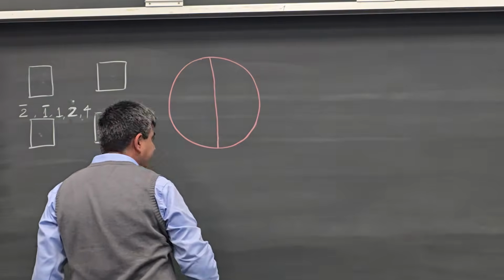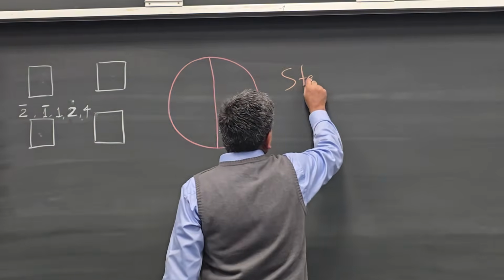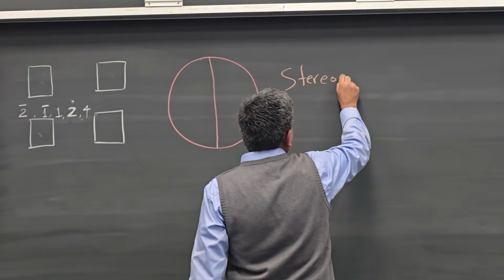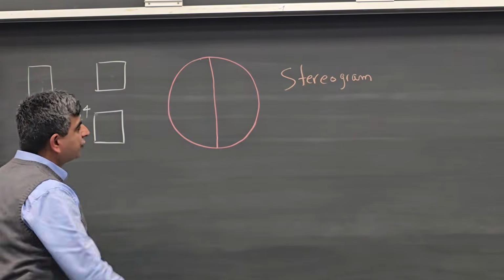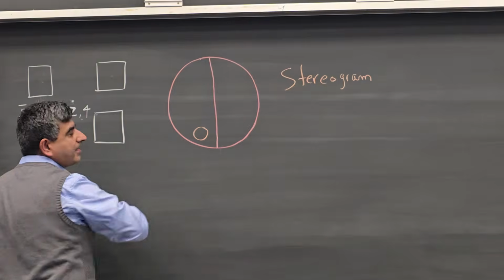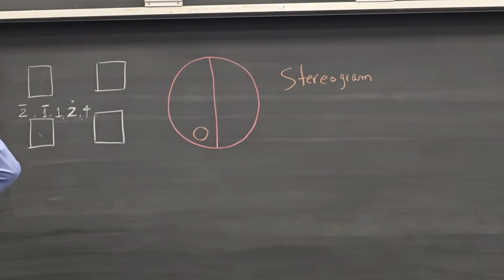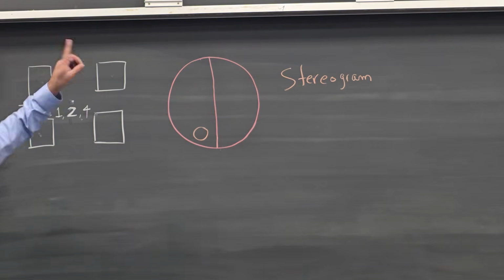Okay, this is a stereogram. It's just a circle, and I draw an object here. Some object. Now, if I take this object and I do an operation 1, what is this object transformed to?